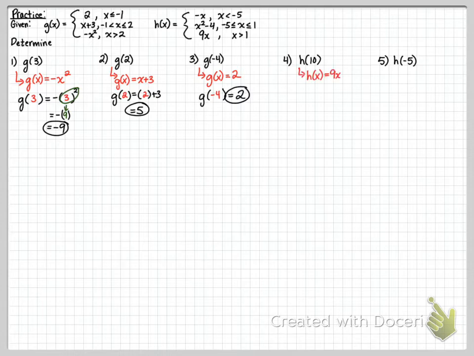Okay, now here h of 10, well 10 is greater than 1, so I'm going to be using h of x equals 9x. Plug in 10. 9 times 10 is 90.